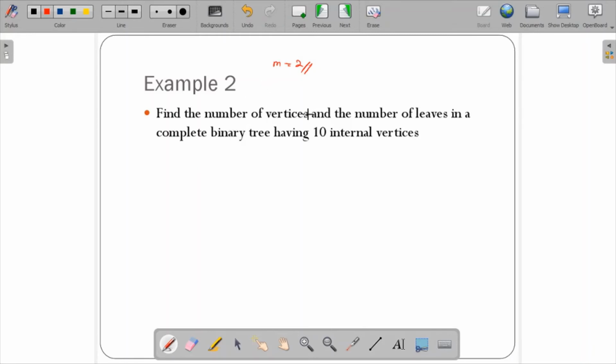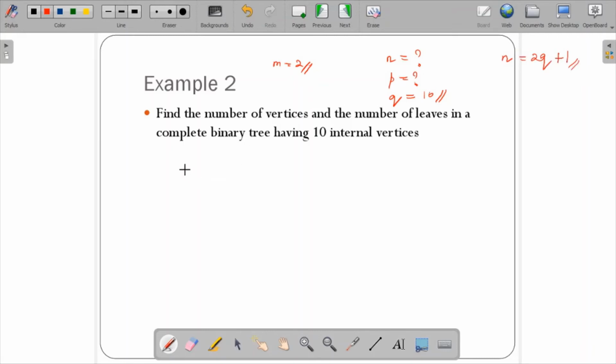Find the number of vertices. If you remember the concept, the number of vertices is n, which we are supposed to find, and the number of leaves we have taken as p. You have to find p, for a complete binary tree having q internal vertices. They have given q is equal to 10, and we know m is equal to 2. So to find n and p, what formulas can we use? n you can find with the formula 2q plus 1.